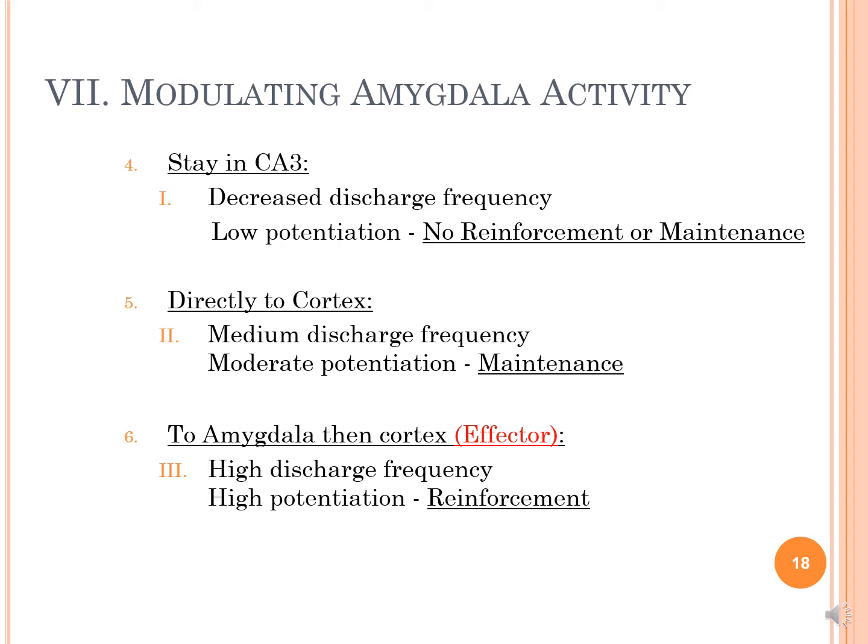So if you stay in the CA3 node, decreased discharge frequency of the pacemaker, low potentiation, there's no reinforcement, no maintenance. Directly to the cortex, medium discharge frequency, moderate potentiation, maintenance. The amount of energy that's produced isn't enough to produce new patterns. What it does is just maintain the previous patterns, hence the name. And into the amygdala, then to the cortex, this is where the effector is, effector being enforcement. High discharge frequency, high potentiation, we have reinforcement.